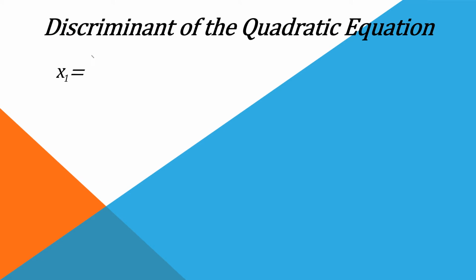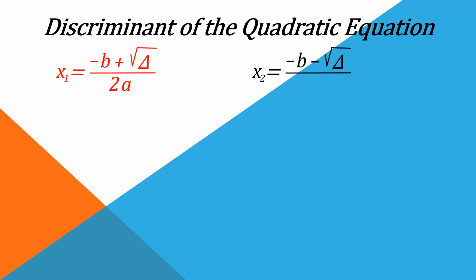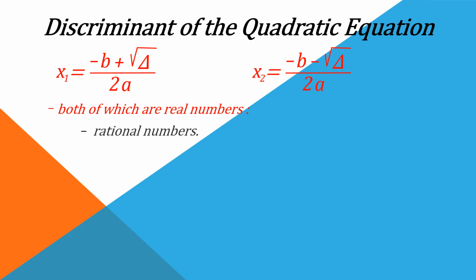Now, rewriting: x sub 1 is equal to negative b plus the square root of delta all over 2a, and also x sub 2 is equal to negative b minus the square root of delta all over 2a, both of which are real numbers. And what are the real numbers? Real numbers are either rational numbers or irrational numbers.